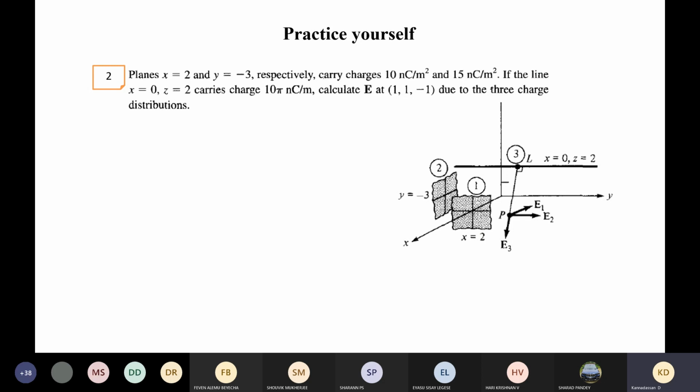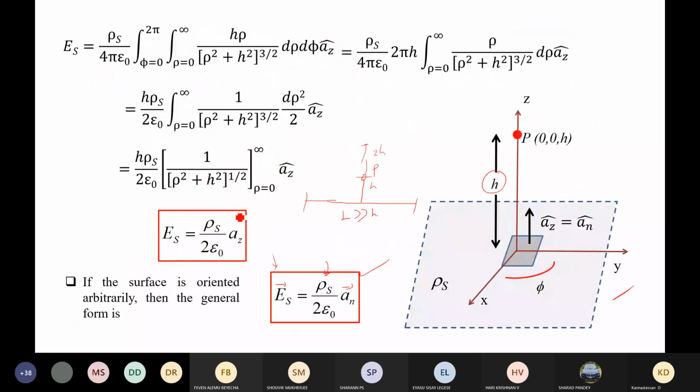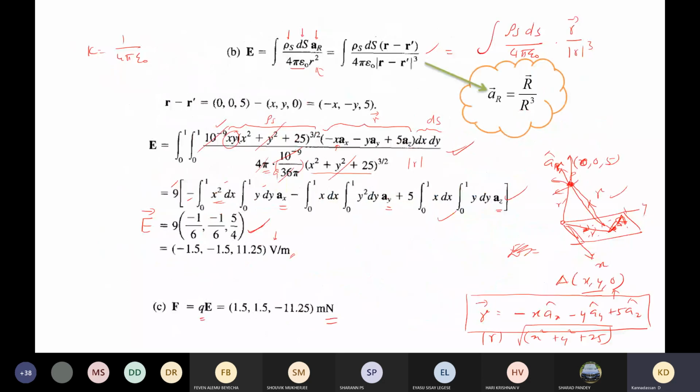Another problem we have seen: if there is an infinite line, or an infinite sheet, then we know the corresponding electric field, for line, for surface, all these. So we already know that. For the line it is rho L divided by 2 pi epsilon naught rho, and for the sheet it is rho s by 2 epsilon naught.